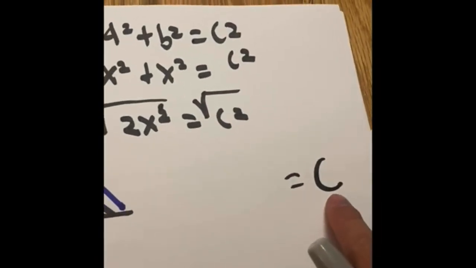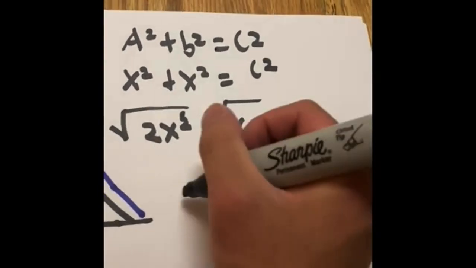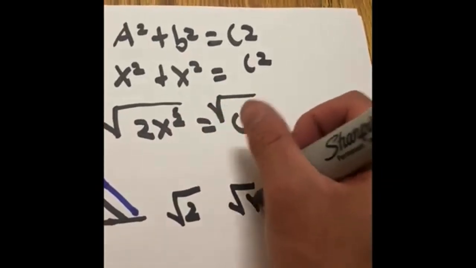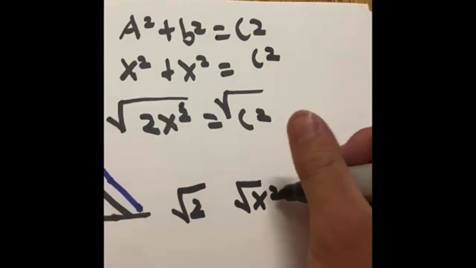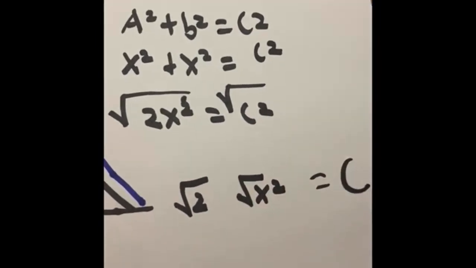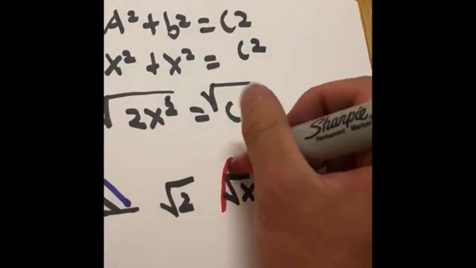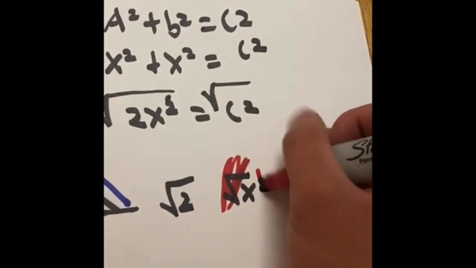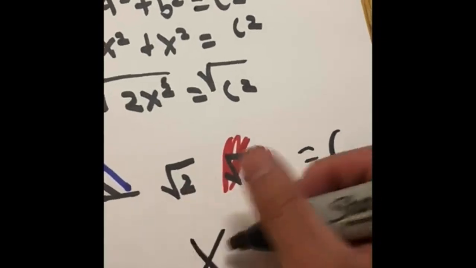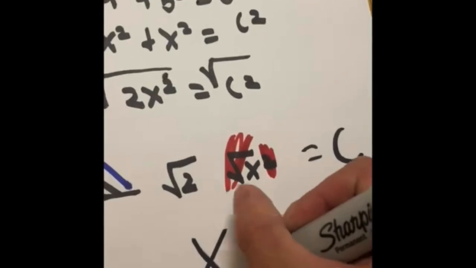That is our hypotenuse. But then, we are going to have radical 2 and radical x squared. But x squared and the square root are going to cancel each other out. Therefore, if I get rid of the square root and get rid of the square, that x is itself. And then here's that radical 2, because that was the part that we never used.